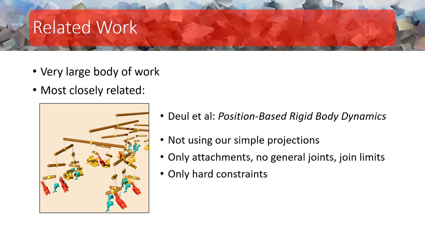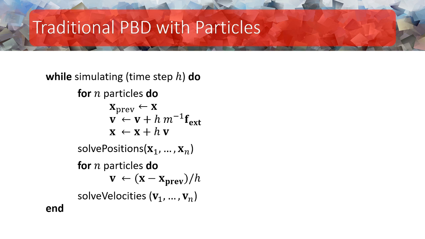To explain our method in more detail, we start with the traditional position-based dynamics method. For simplicity without substepping, because substepping can be added trivially. So we have n particles, and the first thing we do is we store the current positions as previous positions. Then we add external forces to the velocities explicitly. Next, we integrate the positions with a simple Euler step. After this, we solve for the new positions using our local solver. Finally, we update the velocities using the previous positions.